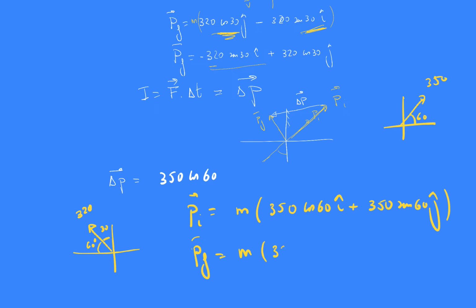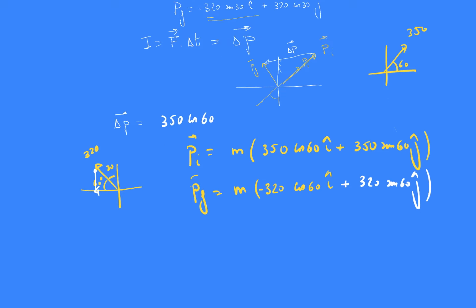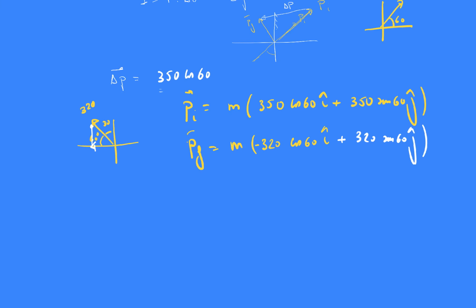So I wrote it like this: 320 cosine of 60 in the minus i direction, because this vector is made of this vector plus 320 sine of 60 in the j direction. This is the momentum. And what is the change in the momentum?